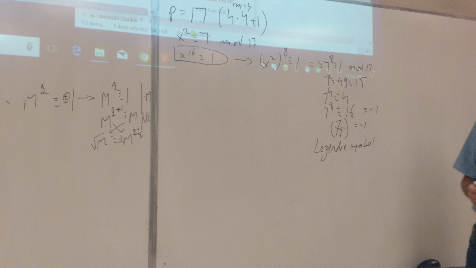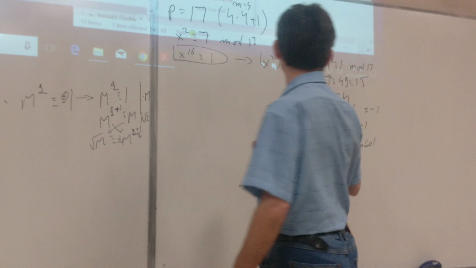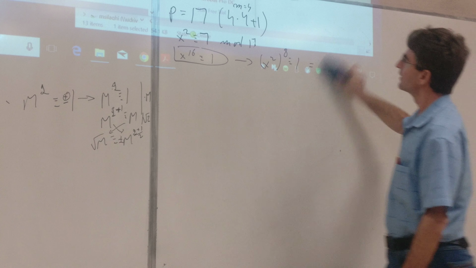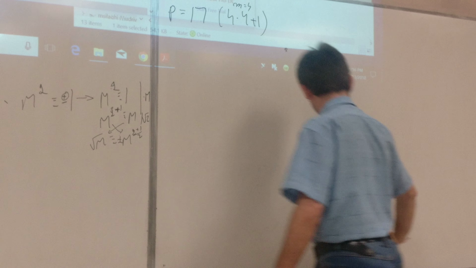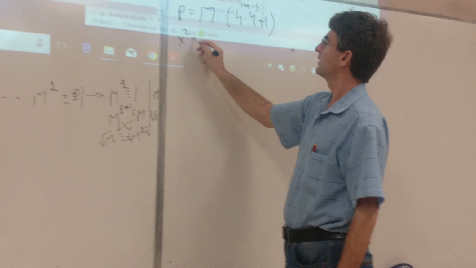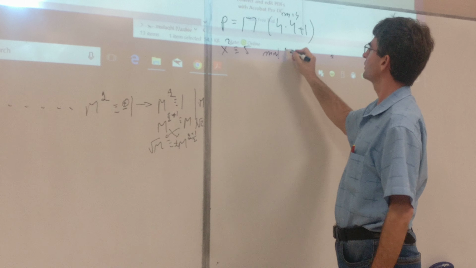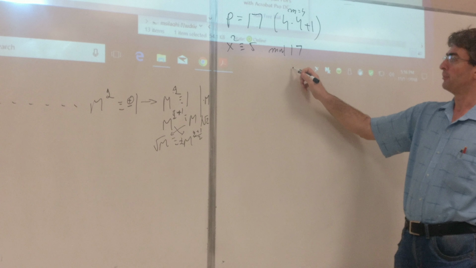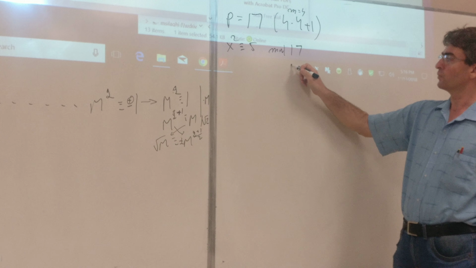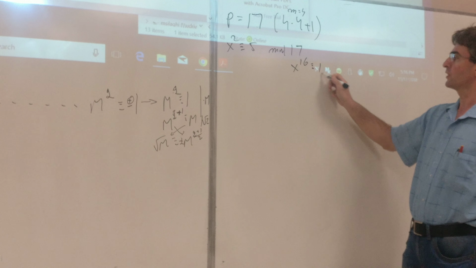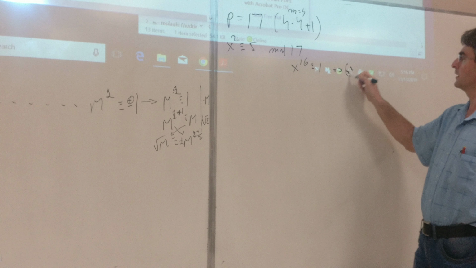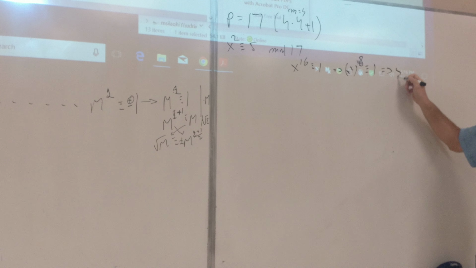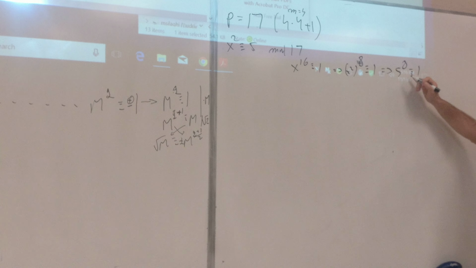5. Okay, we can go with 5. So we are going to try to compute x squared congruent with 5 mod 17, and again we are going to test that x to the power 16 is congruent to 1, which will mean that x squared to the power 8 should be 1, which would mean that 5 to the power 8 should be congruent with 1.